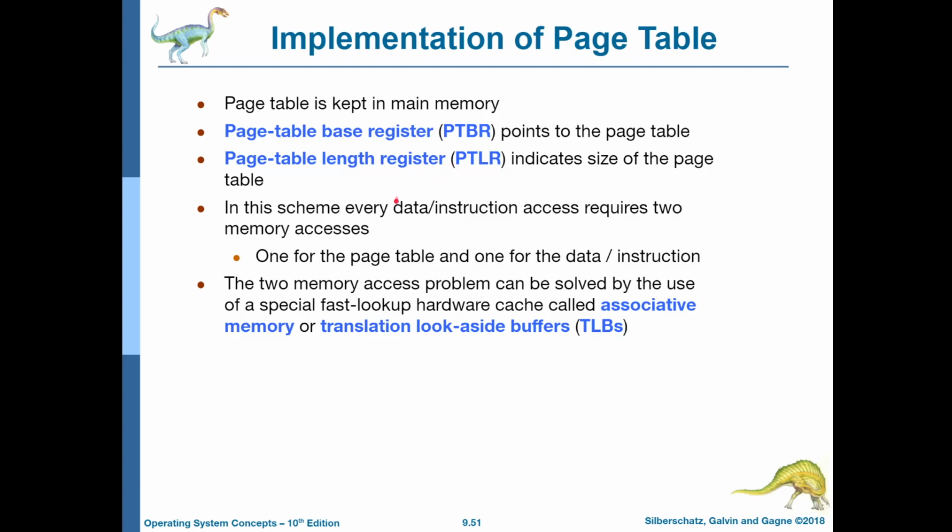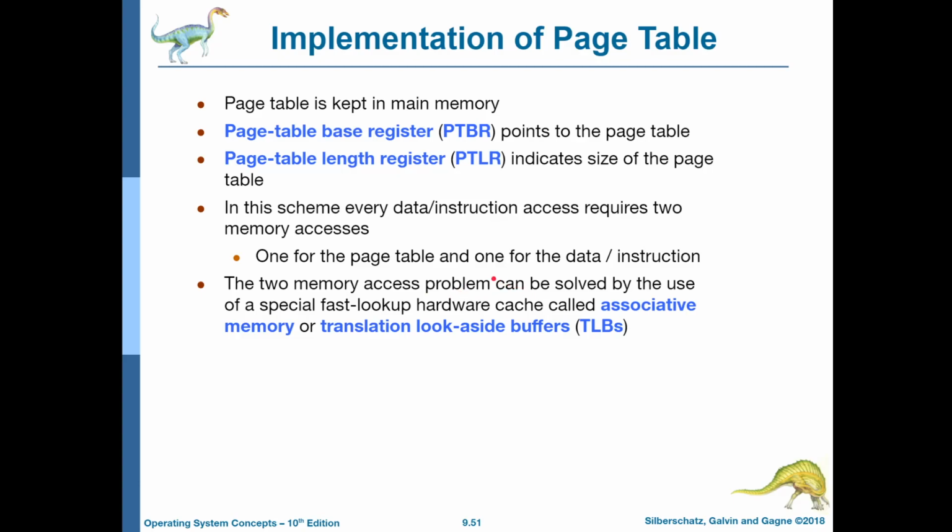So every data or instruction that is accessed by the CPU will require two memory accesses, one for the page table that is kept in memory, and then one for the data or instruction that is stored in memory. Now remember, we talked about CPUs, when they perform memory accesses, generally have to wait for that memory access to come back. This is called a memory stall. Well, introducing page tables, we have now introduced two memory accesses. We're doubling our stall time.